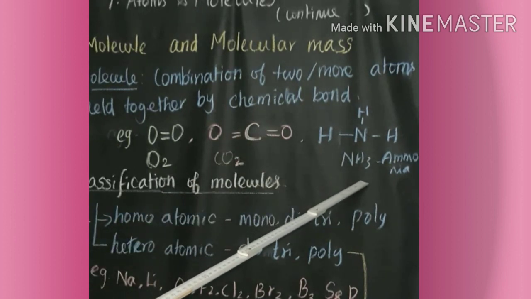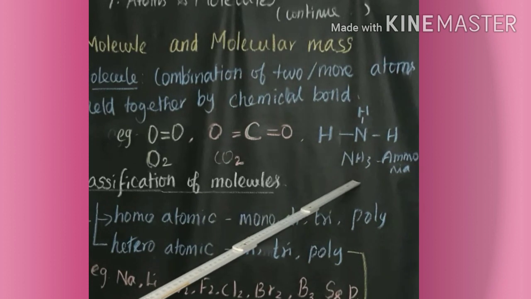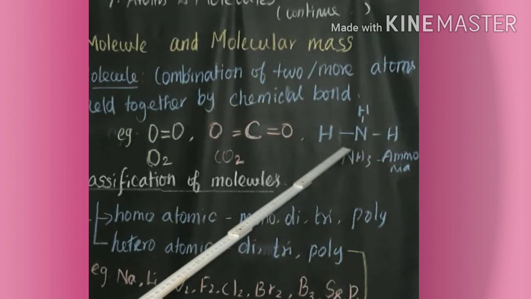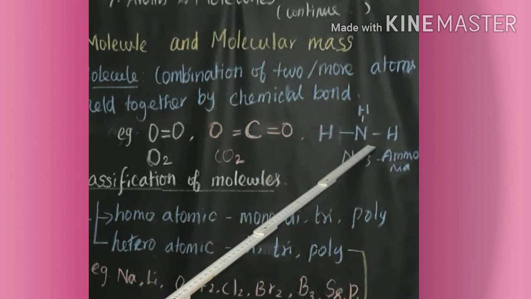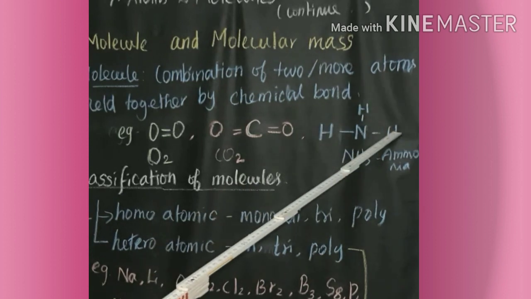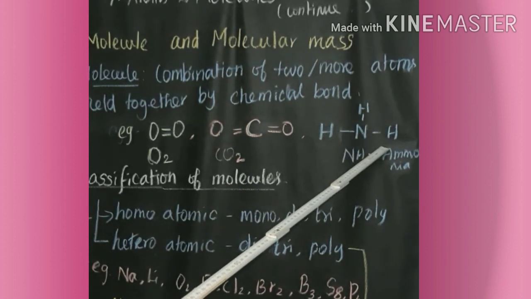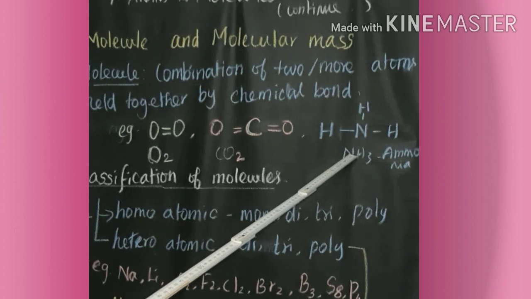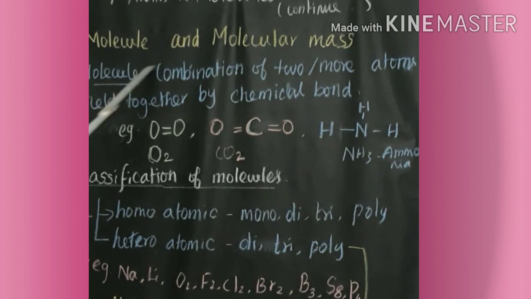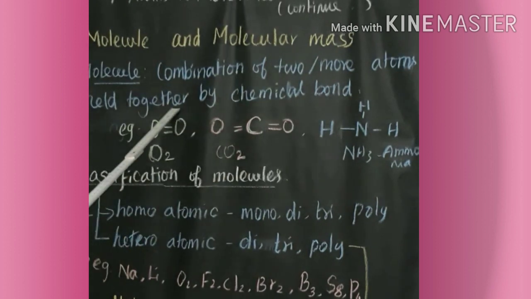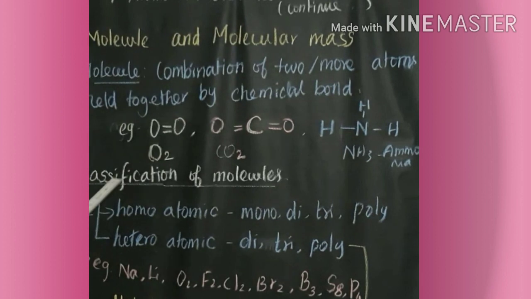Now move on to ammonia. What is ammonia? NH3. How will the molecular structural arrangement of ammonia be? See this one. One nitrogen atom is combined with three hydrogen atoms with single bonds. This is the structure of ammonia. So I think you are clear about molecules. What are molecules? A combination of two or more atoms held together by a chemical bond.